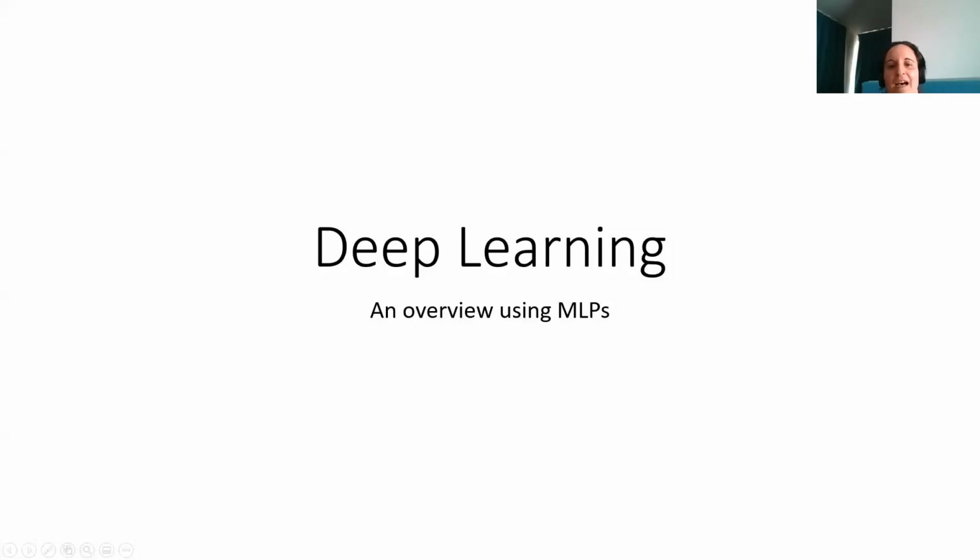Okay. As I said, thank you for being here for this second tutorial of the diiP tutorial series. In this one, we're going to give an overview of deep learning. And as an example, we'll use a simple deep learning model, which is called multilayer perceptron.